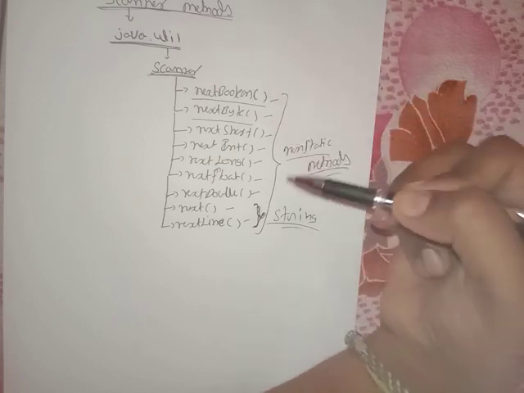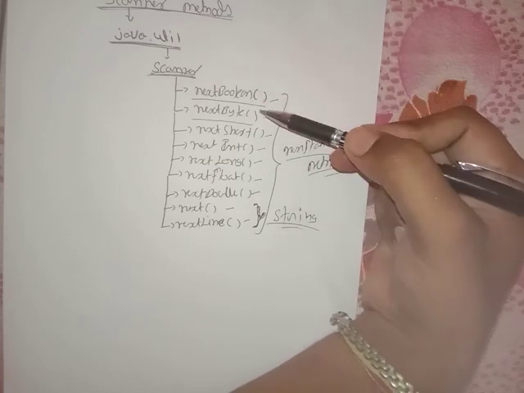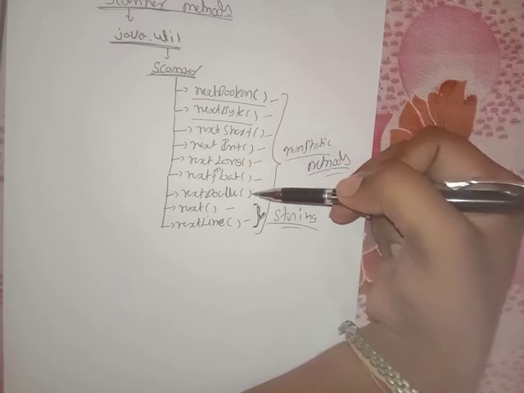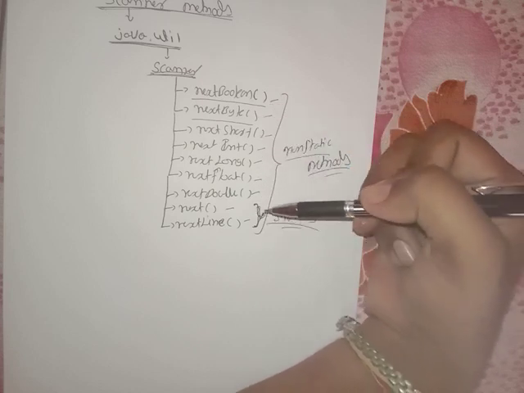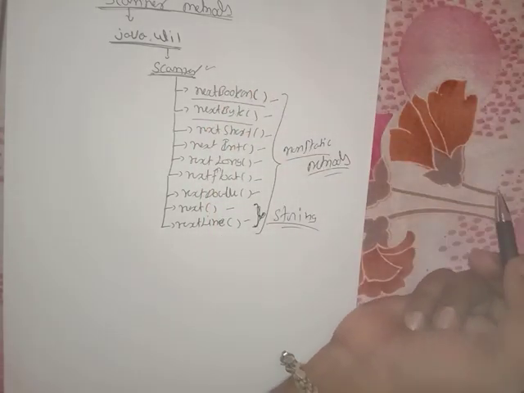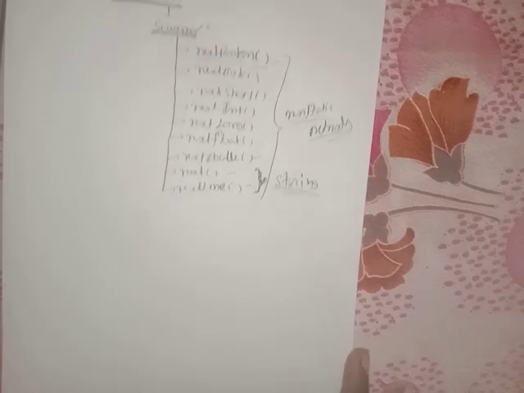By calling these methods, we can read the input from the user. nextBoolean, nextByte, nextShort, nextInt, nextLong, nextFloat, nextDouble, next and nextLine. These are all the methods present inside the Scanner class. Next, let's go further.